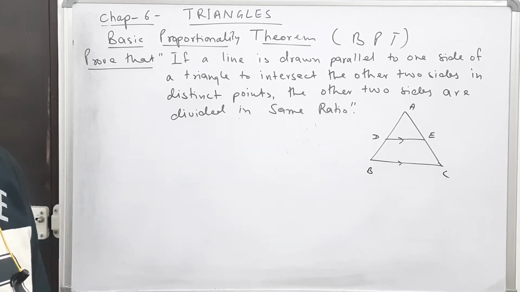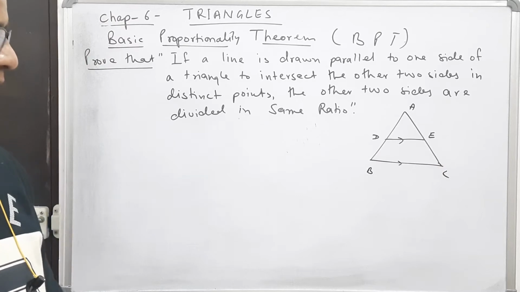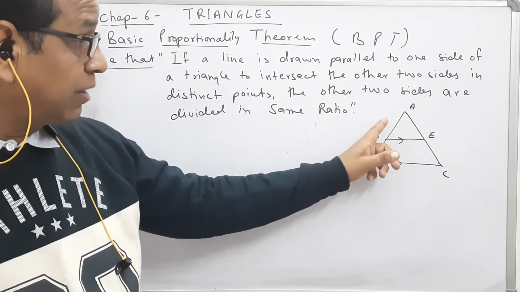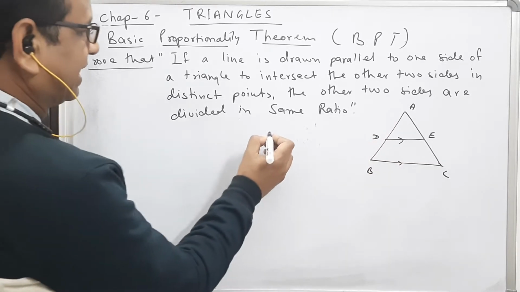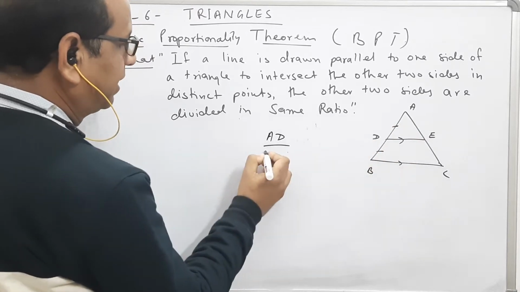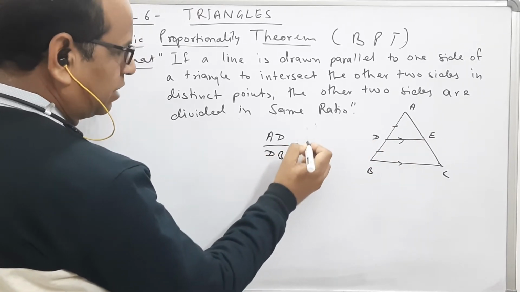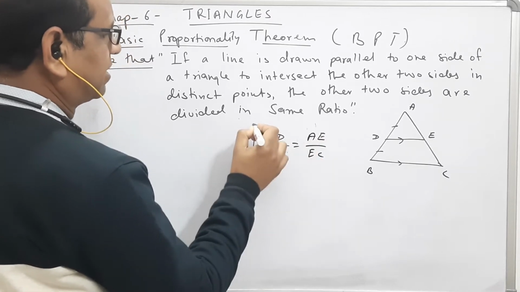So what is the BPT here? If this line is parallel to this line, then this line divides the other two sides in the same ratio. That is, AD upon DB is equal to AE upon EC. This is the BPT.